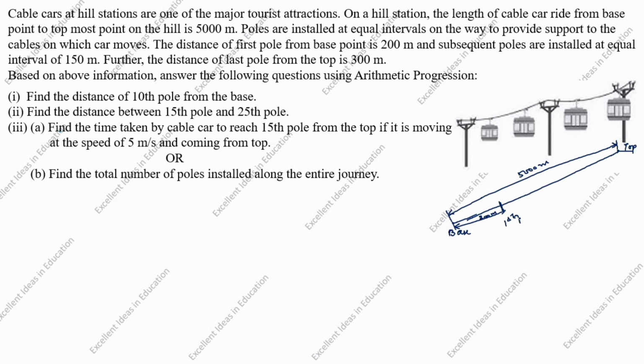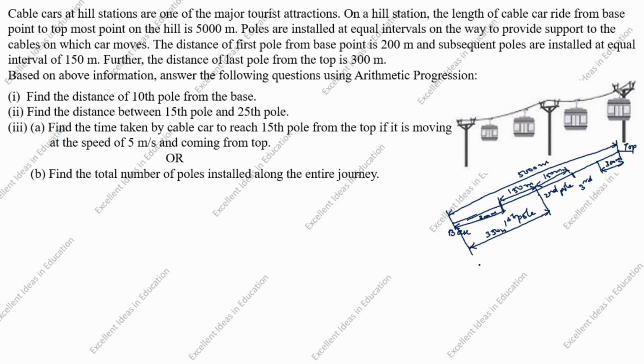This is first pole. And subsequent poles are installed at equal intervals of 150 meter. So next pole is 150 meter. From base to till here is given as 350 meter. Further, the distance of last pole from the top is 300 meter. From the top to here is given as 300 meter. First pole is 200, second pole is 350, third pole again 150. Subsequent poles means next pole is 150 only.